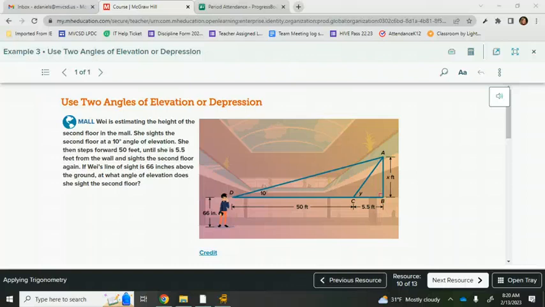I don't know what, hang on. Oh, there it is. If Wells' line of sight is 66 inches above the ground, at what angle of elevation does she sight the second floor? Okay, so what we're doing here is we are solving for y. That's what we're going to be solving for.